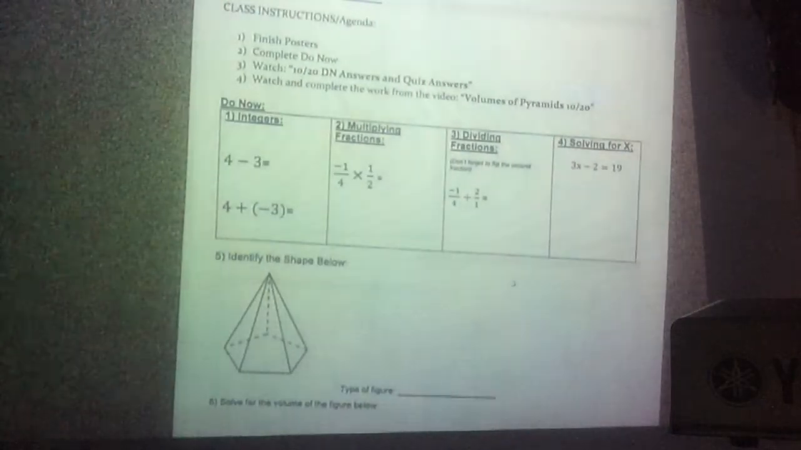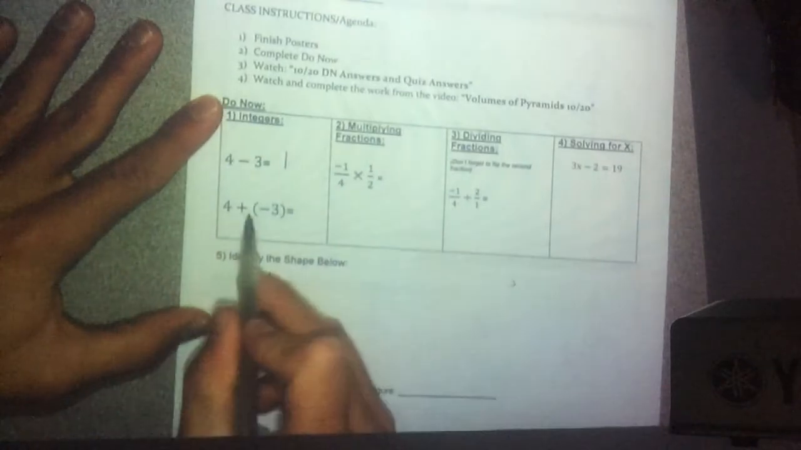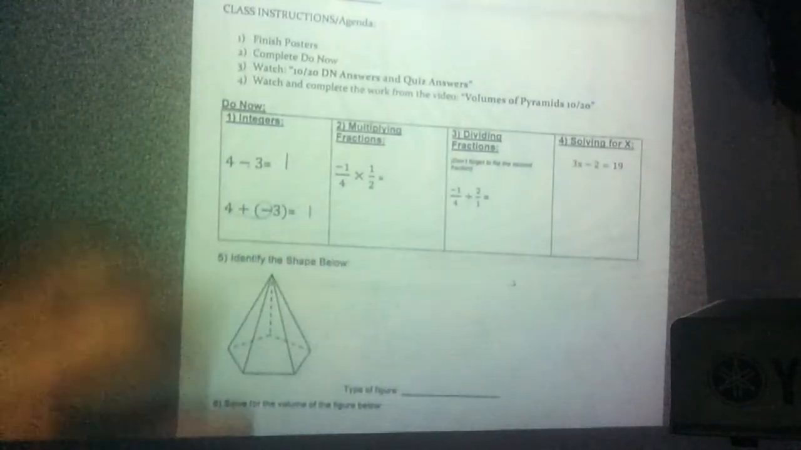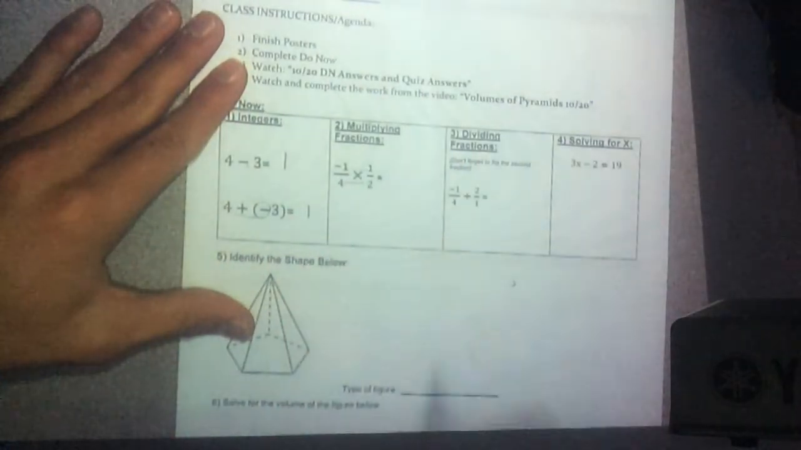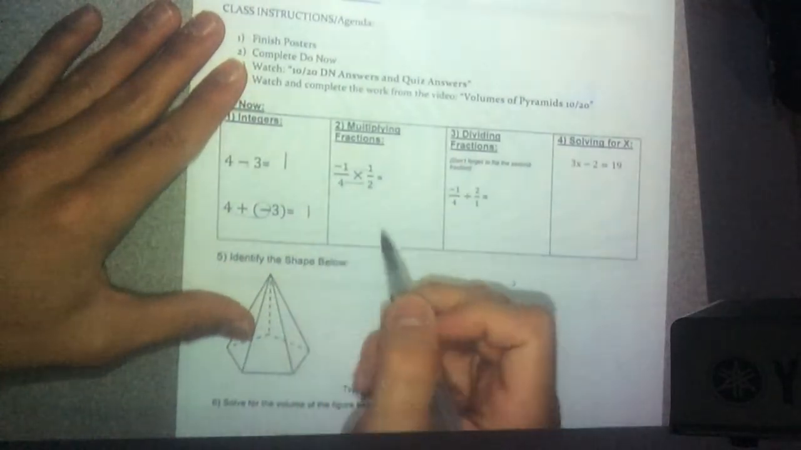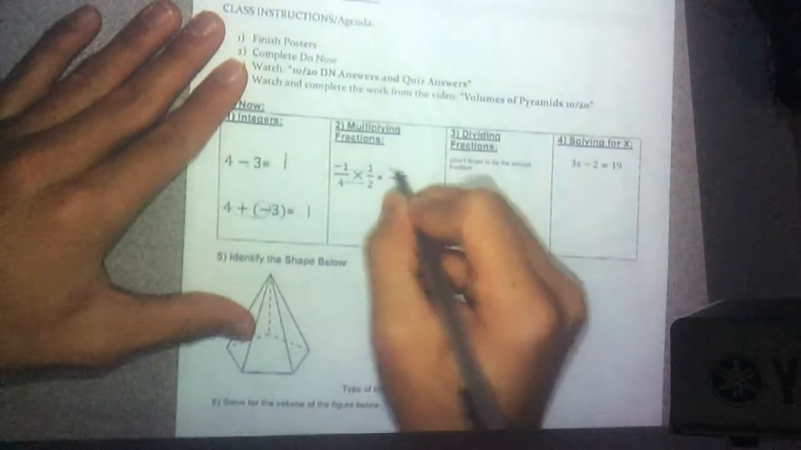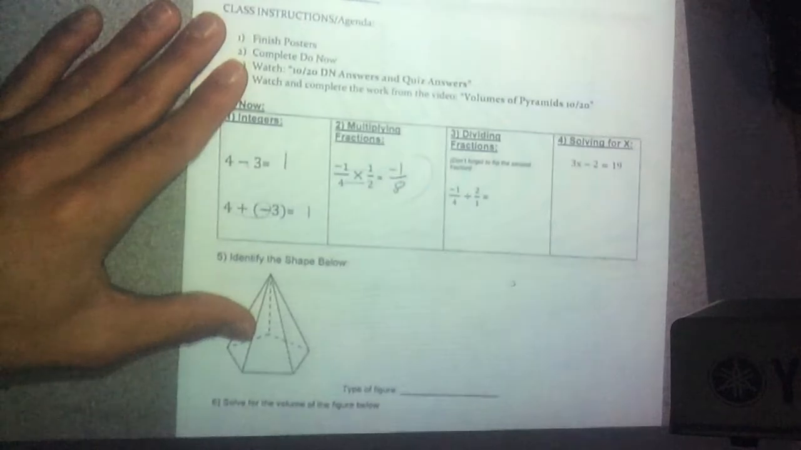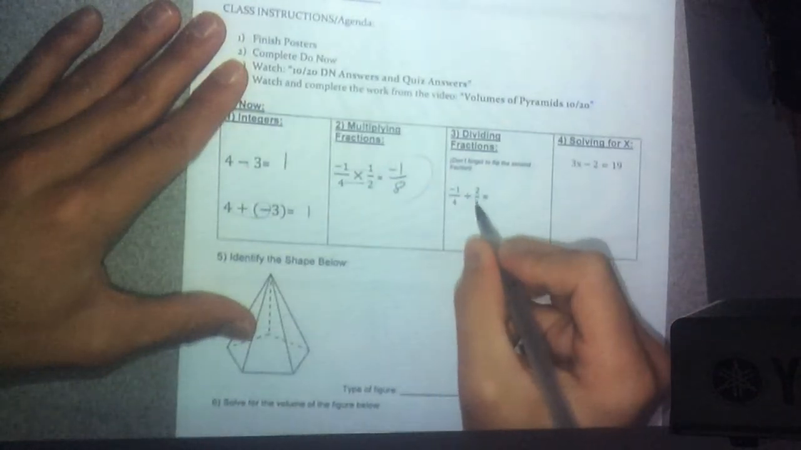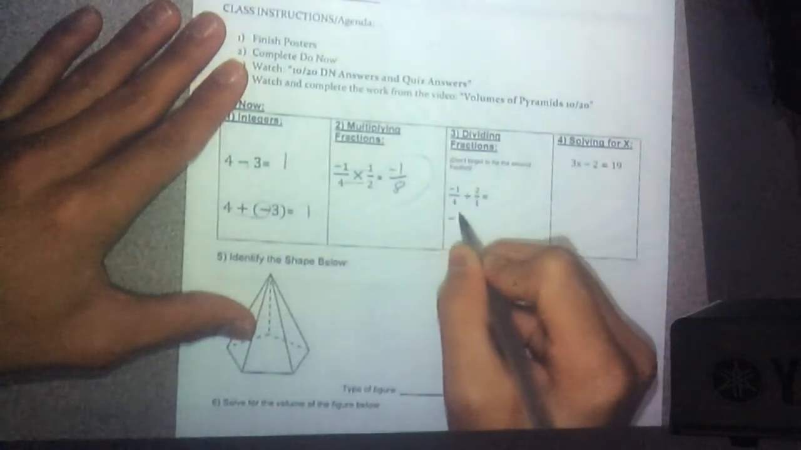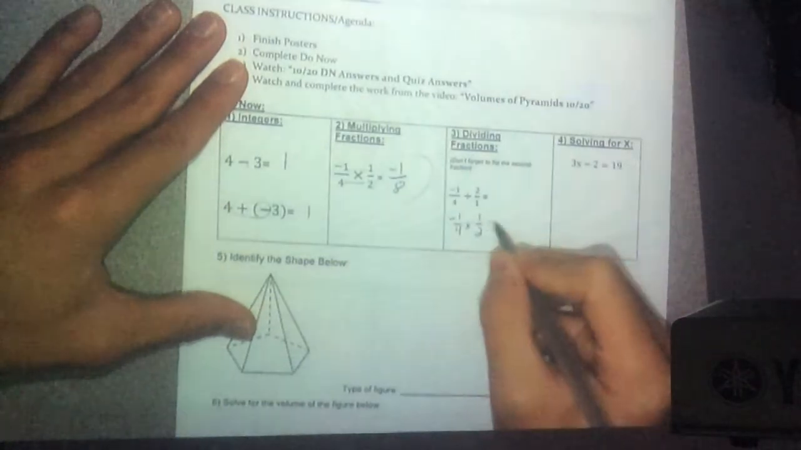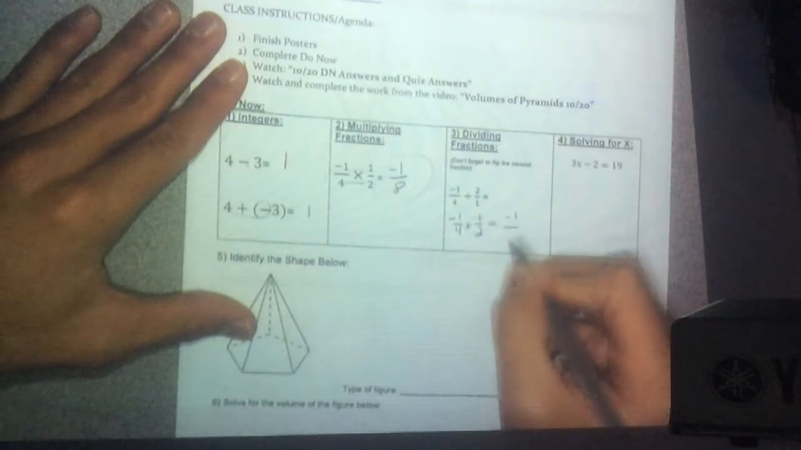So for the do now, integers: 4 minus 3 is 1, 4 plus negative 3 is also 1. Now when we're multiplying fractions, we just go straight across. The numerators multiply each other, and same with the denominators. So it's going to be negative 1/8. Now dividing fractions, we take the second fraction and we flip it. So it's negative 1/4 times 1/2, and that's the same thing, negative 1 over 8.